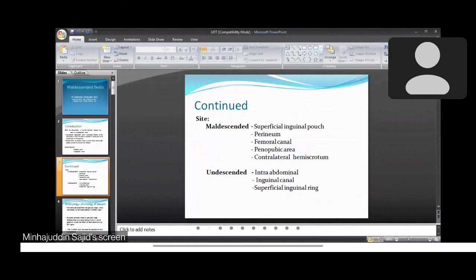And undescended testis. Undescended testis means an intra-abdominal testis which doesn't descend due to any cause, or if it stays in the inguinal canal, or it stays in the superficial inguinal ring. So these are called undescended testes.